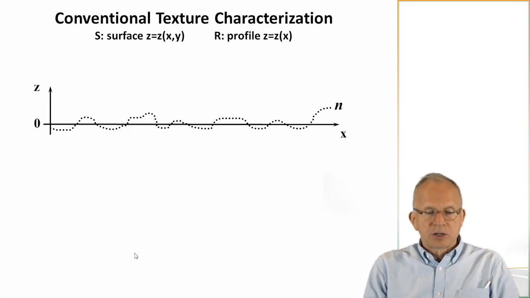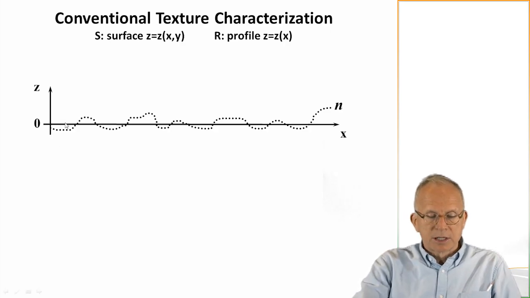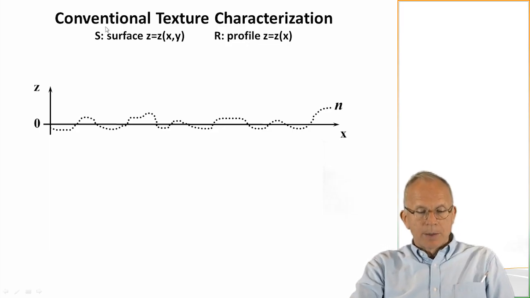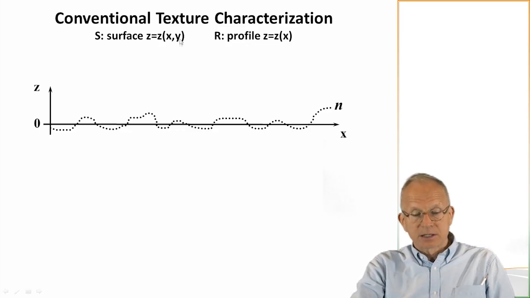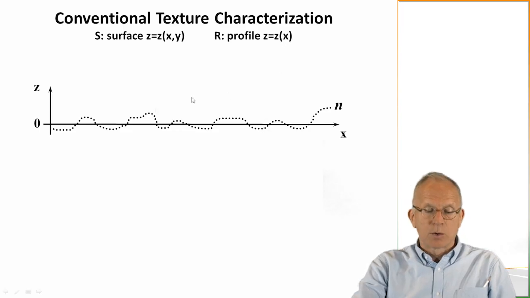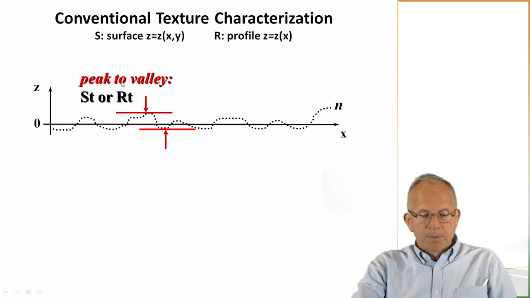All right, conventional texture characterization parameters. If we represent, say, a profile by a series of dots with a height z along some n number of dots along an axis x. Note that characterization parameters that begin with S refer to surfaces where we have z, the height, measured as a function of x and y, and R is for profile, z just measured as a function of x. So what we're looking at here is just a profile. Now the peak to valley, or RT, and could be ST for a surface, is from the lowest valley to the highest peak.